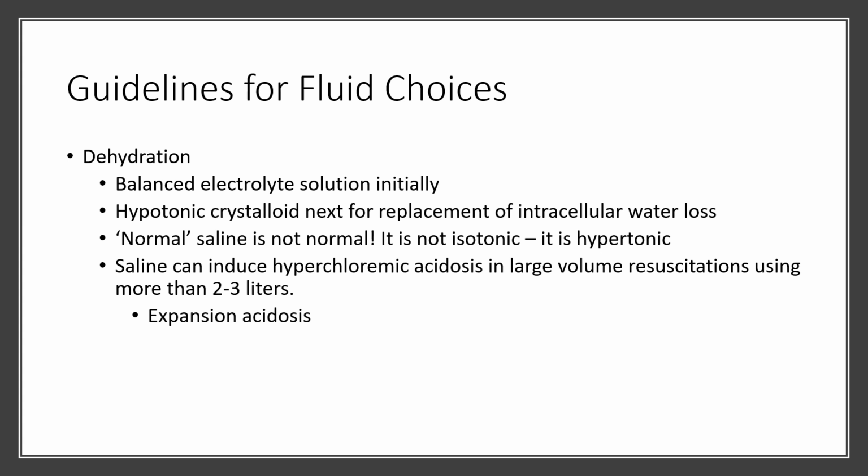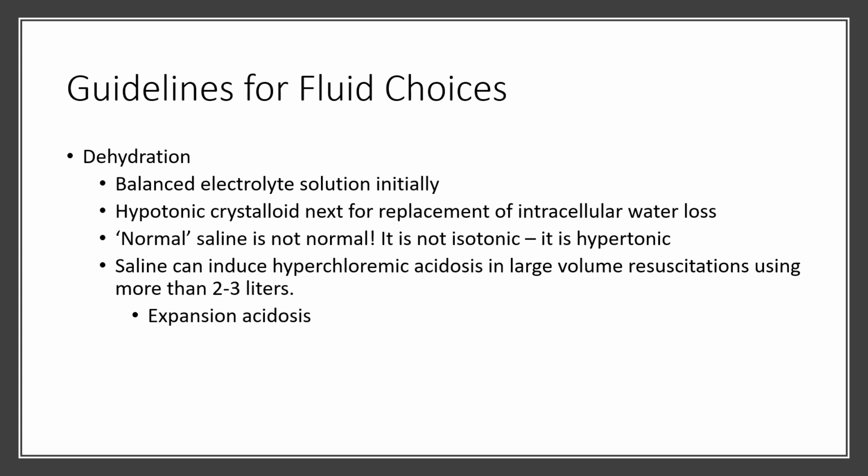These are some guidelines for fluid choices, and they are basically a repeat of what we've talked about, a summary. For dehydration, use balanced electrolyte solutions initially. You can use hypotonic crystalloids for replacement of intracellular water loss. This is why you see D5W used a lot. Normal saline is not normal. It's not isotonic, it's hypertonic.